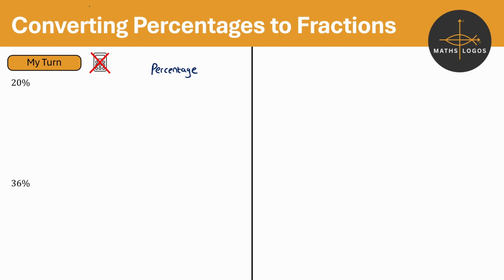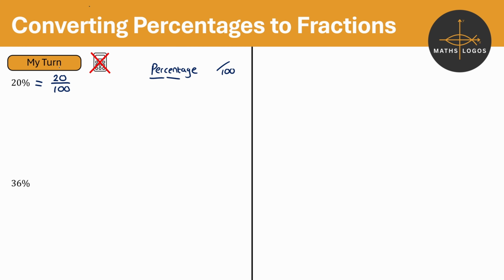If you watched our previous lesson, we already defined what the word percentage means: per means out of and cent means 100. So percentage means out of 100. Let's use that definition to help us convert 20% to a fraction. 20% means 20 out of 100.